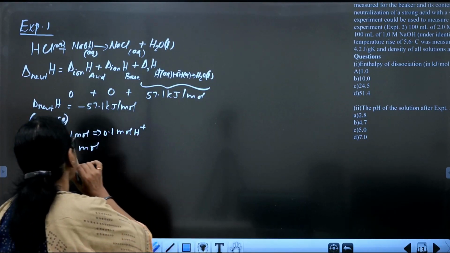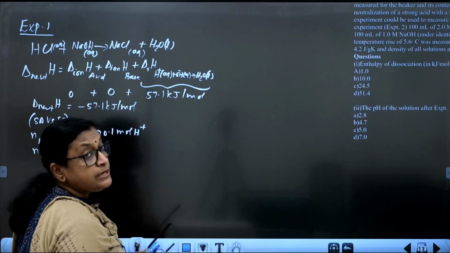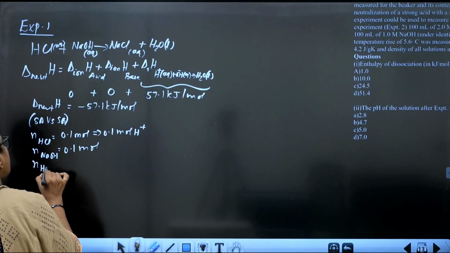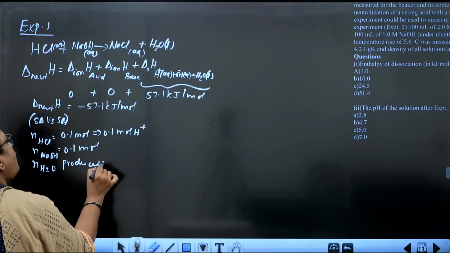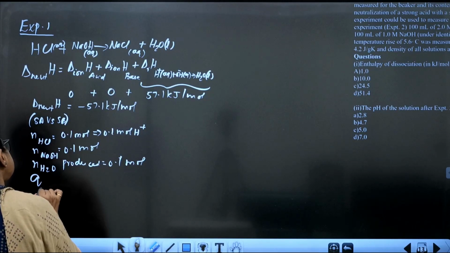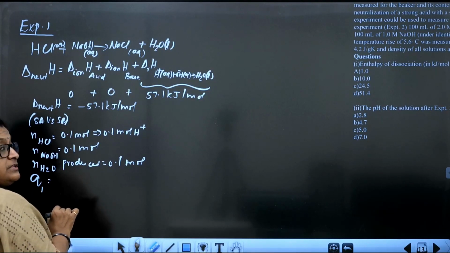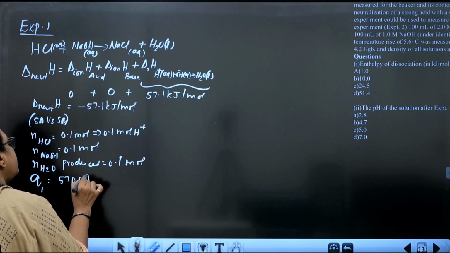Here 0.1 mole HCl reacts with 0.1 mole NaOH, so 0.1 mole water would be produced. So number of moles of water produced in this case is 0.1 mole. So here the heat released in experiment 1 is 57,000 into 0.1, which is 5,700 joule.